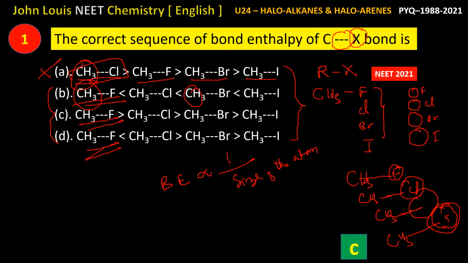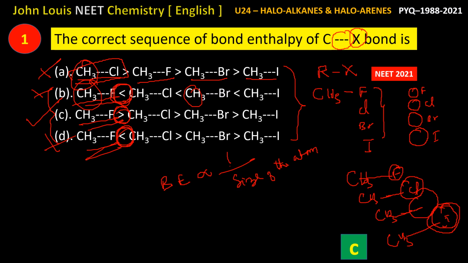But what we had seen, CH3F is the strongest, because fluorine size is the smallest and bond enthalpy is inversely proportional to the size. Therefore CH3F bond enthalpy will be the greatest. Now look at the greater than symbol. In B, after CH3F the symbol is smaller than, therefore it cannot be. In option C, after CH3F the symbol is greater than, so this may be correct. And option D, again CH3F, but it is followed by smaller than, so this also cannot be correct. So we need not check the rest of the things. Only option C should be the correct one.